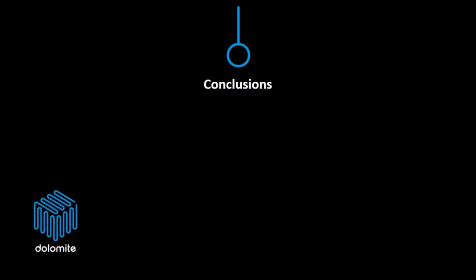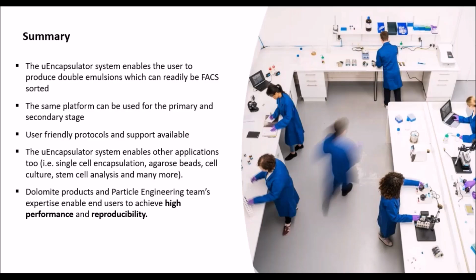Okay, so just to sum up what we've spoken about today, the microencapsulator system that I've shown you today enables you to produce double emulsions, which can easily be FACS sorted, and it can work with any standard FACS sorter. And the same platform can be used for your primary stage and the secondary stage. You just need to switch around your chips, which is very, very easy to do.